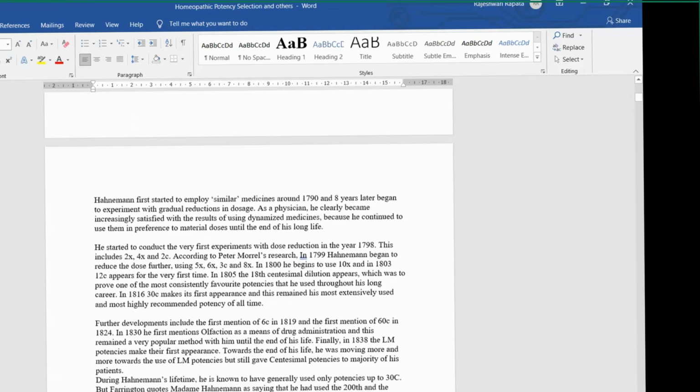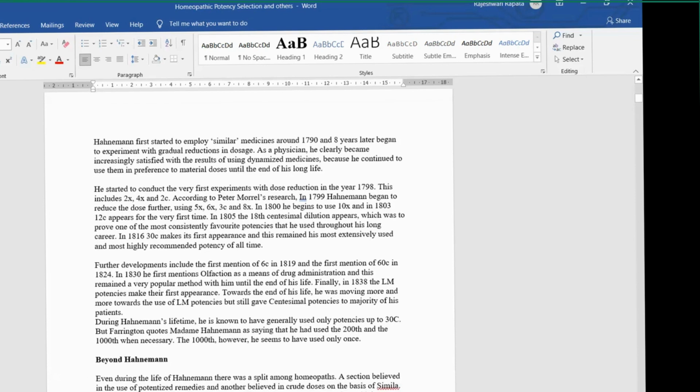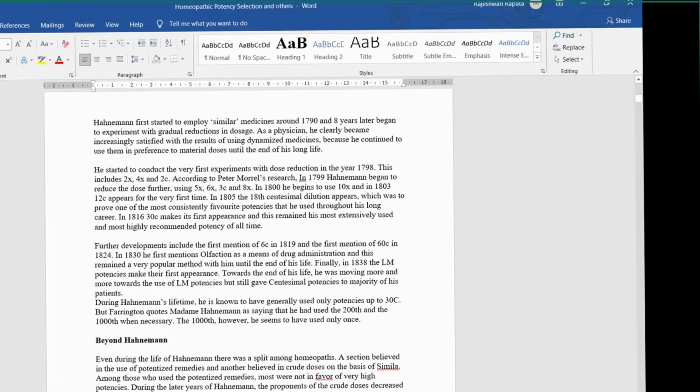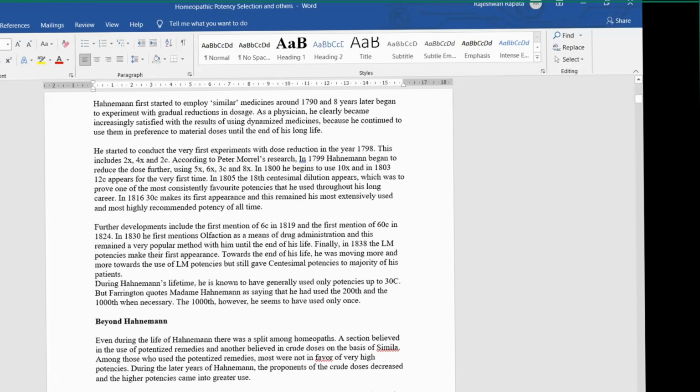So coming to the potency selection, Dr. Hahnemann started conducting experiments with dose reduction. Dose reduction in the sense of diluting more and more. So he conducted the triturations 2x, 4x, then C, then 2C. He started reducing the dose and then giving it to the patients. There was Dr. Peter Morrell who did research, and accordingly, in 1799, Dr. Hahnemann had begun to reduce the dose further and further, from 5x, 6x, 3C, 8x, then 10x, then 12C.